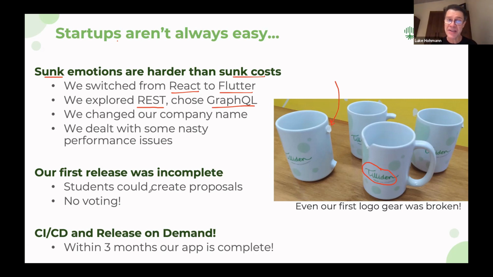We were very agile. When our first customers started using our software, you could only create proposals. We didn't have voting up and running. And we literally had voting up and running the day before voting was to begin with the students. So it was very agile, sometimes a little too agile.